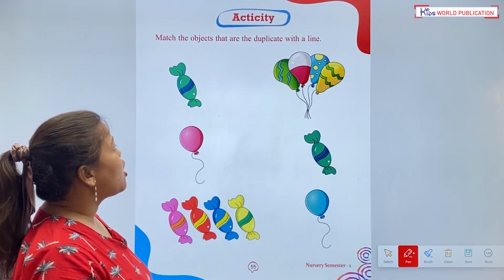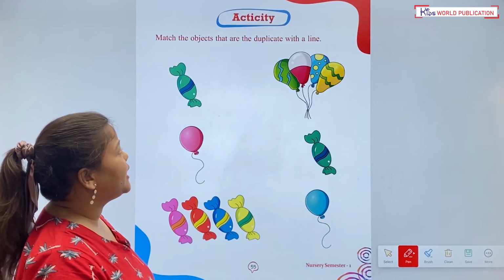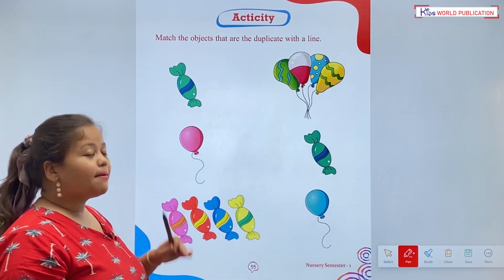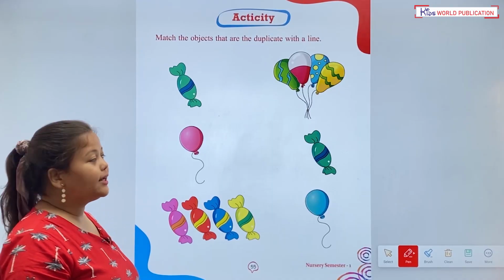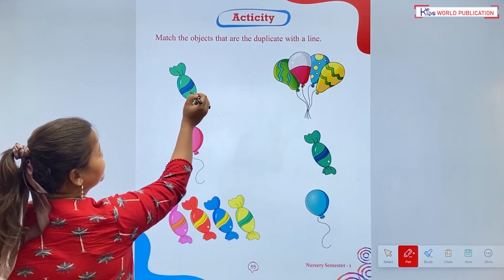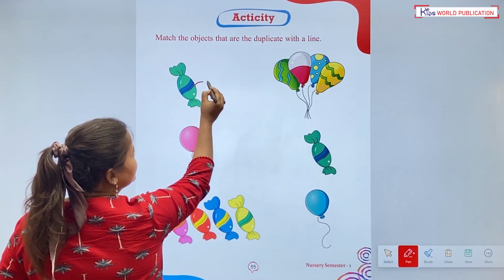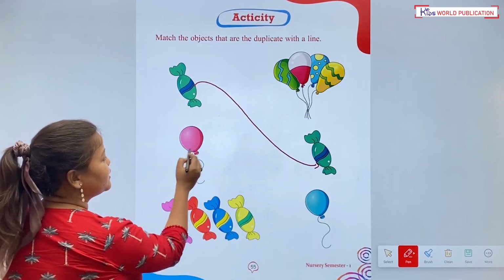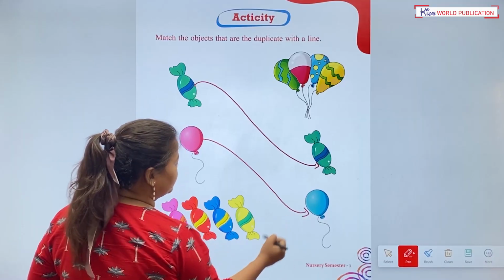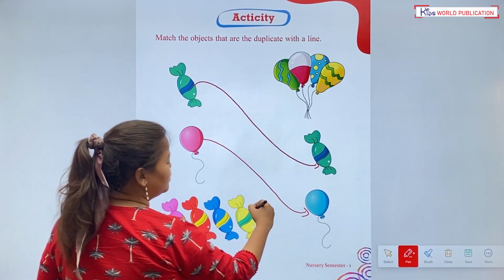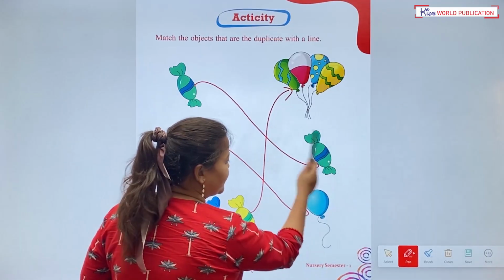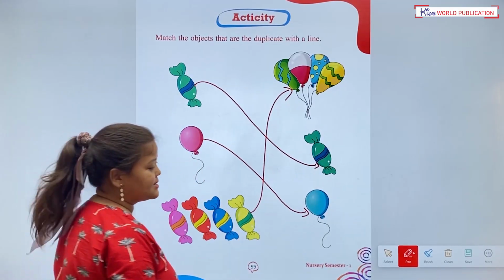Activity: match the objects that are duplicates with a line. So kids, let's match the pictures which are similar with lines. For example, this toffee to this toffee. This balloon to this balloon. These candies to these candies. They are all similar in lines.